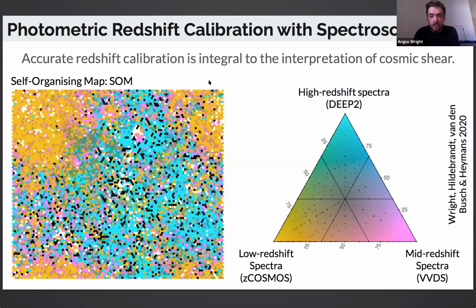So the SOM is a 2D representation of an n-dimensional surface, in our case, the galaxy color space. And here what we've done is we've colored the SOM by 3 sets of spectra, which preferentially probe the high redshift universe in blue, the low redshift universe in yellow, and the intermediate redshift universe in pink. And what this coloring shows you is that you do have this direct mapping of color and redshift in this space, which is shown by the tendency of similarly colored cells to sit near one another in this map.